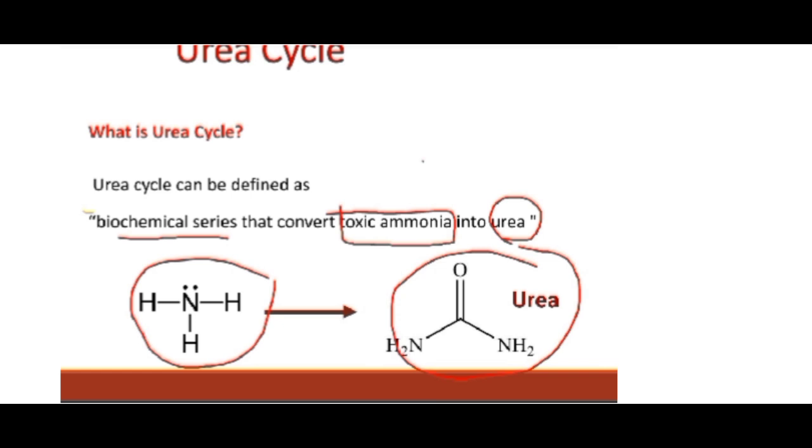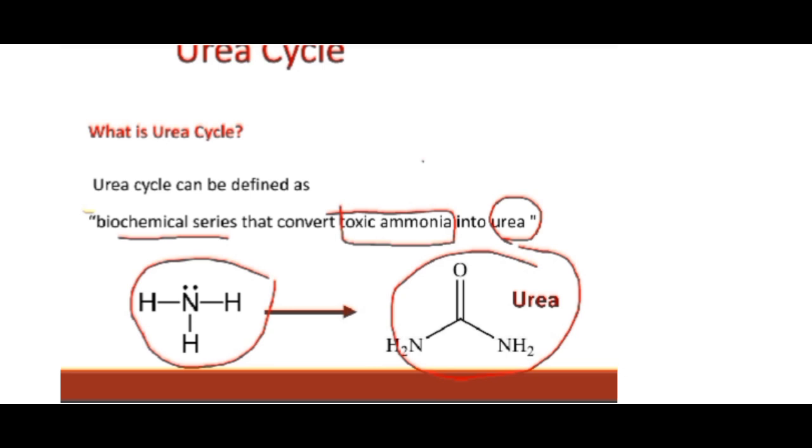And where does this ammonia come from? Basically, this ammonia comes from the degradation of amino acids in the body. As a variety of proteins are being produced in our body, whenever these proteins are catabolized, they produce amino acids. These amino acids are degraded and produce a variety of nitrogen-containing compounds, and some of them are very toxic, like ammonia.